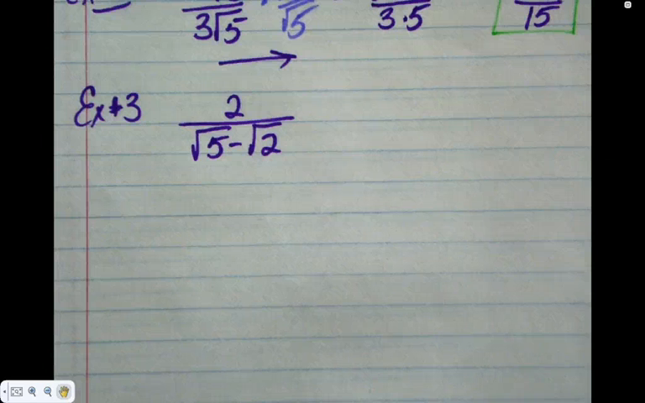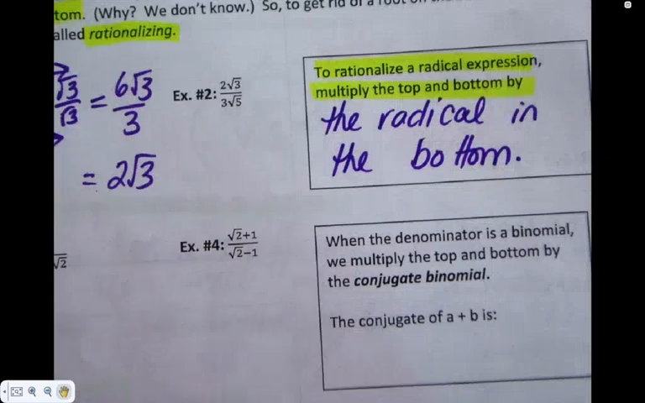So if I pick root 5 over root 5, it's not going to get rid of the root 2. If I pick root 2 over root 2, it's not going to get rid of the root 5. What do I do when there's 2 different roots? Do you subtract them? Kind of. So we're going to use what's called the conjugate binomial.